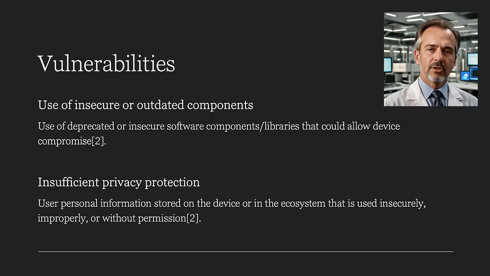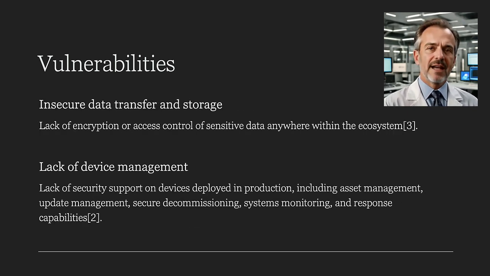Insufficient privacy protection occurs when a user's personal information is stored on the device or in the ecosystem and is used insecurely, improperly, or without permission. Insecure data transfer and storage involves the lack of encryption or access control of sensitive data within the device ecosystem.